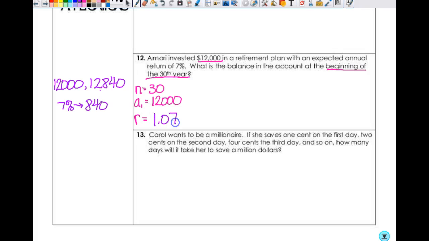See, the difference here is this. The 7% is just how much he's getting extra that next year. The 1.07 is technically what this is being multiplied by to get you this. Does that make sense to you? That's what the percent button on a calculator does when you do like plus 7%. It's actually doing that for you.